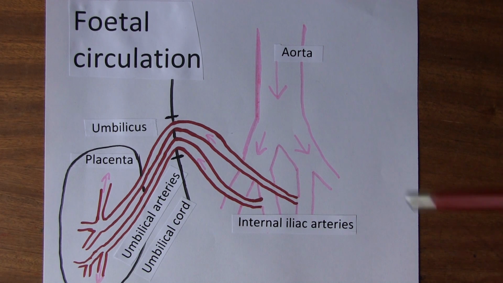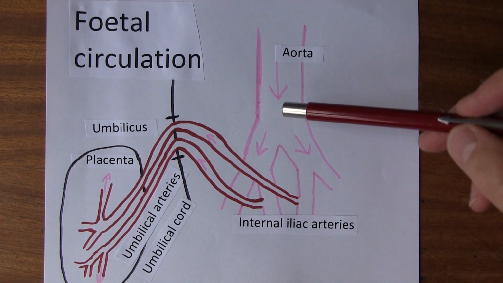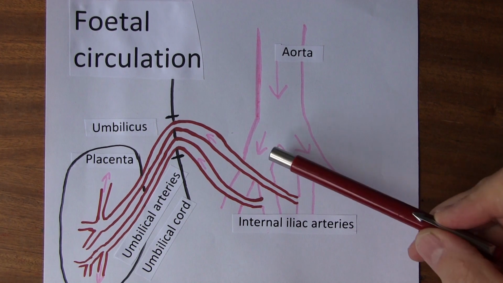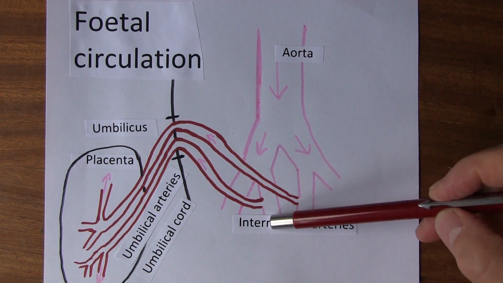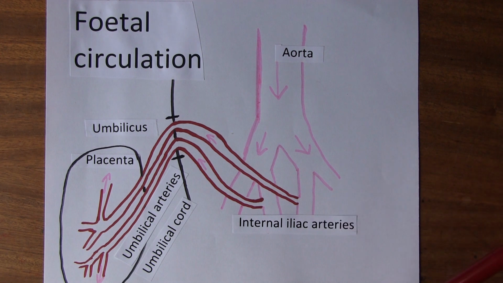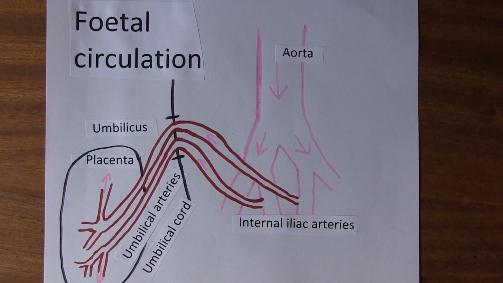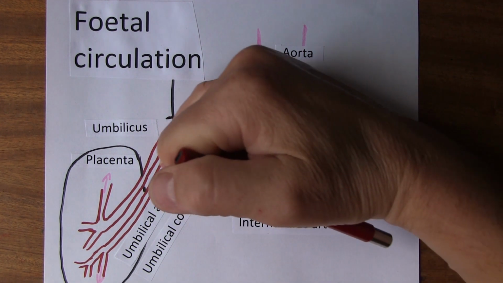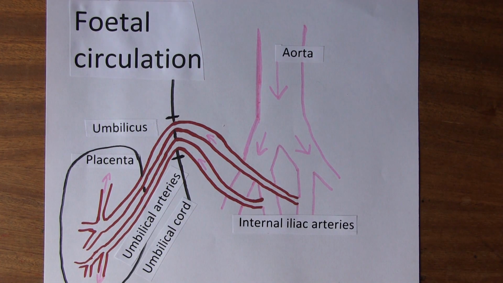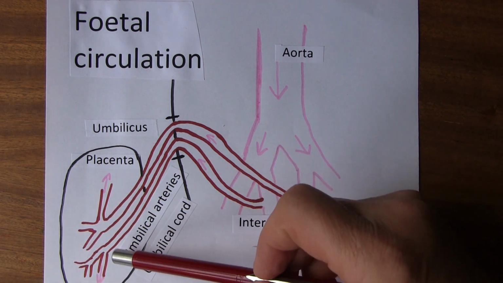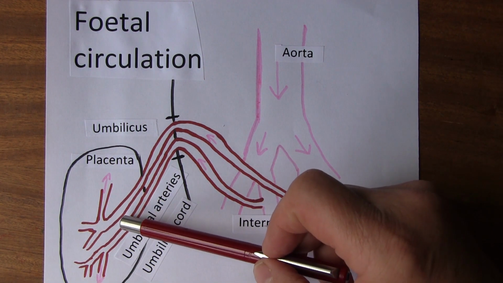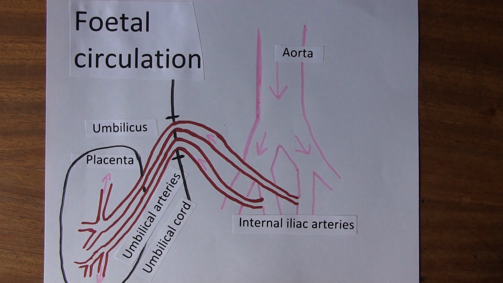So blood from the fetal aorta is coming down here, dividing into the iliac arteries, and here we have the internal iliac arteries. And the umbilical arteries arise from the fetal internal iliac arteries, one from the right, one from the left, and these take arterial blood to the placenta. It's arterial because it's moving away from the fetal heart. In the placenta it picks up oxygen, it picks up nutrients, it gives up carbon dioxide, it gives up waste products that go away in the mother's circulation.